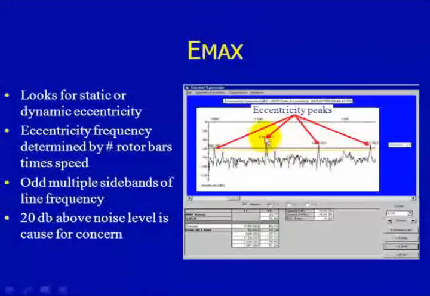We want to make sure that these sidebands are not harmonics of the fundamental frequency, which in this case would be 60 Hertz. We also want to look to see if these peaks are greater than 20 dB above the noise threshold. And with PDMA Corporation, we highlight the 20 dB threshold with red and yellow lines. So once we go above this, then we say with Emax we have a potential eccentricity issue. The next step would be to correlate it with another technology.